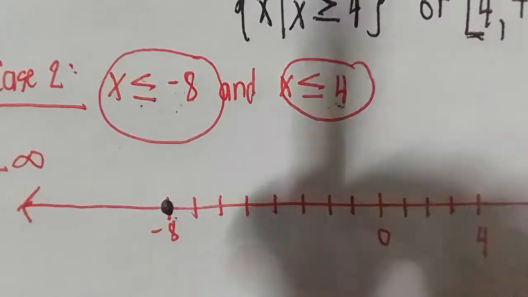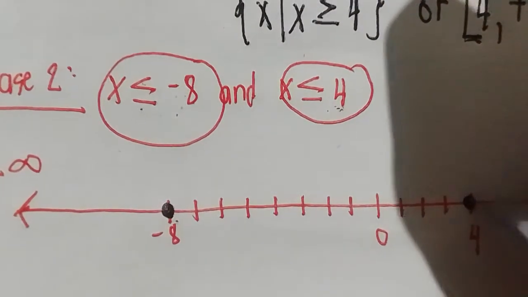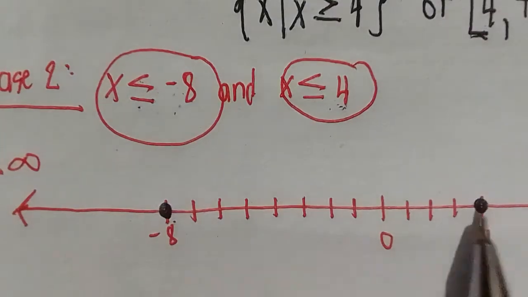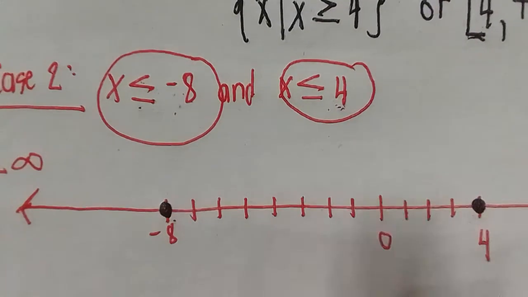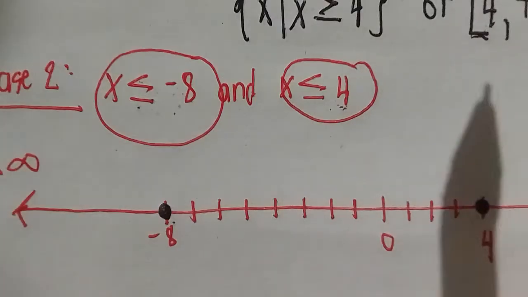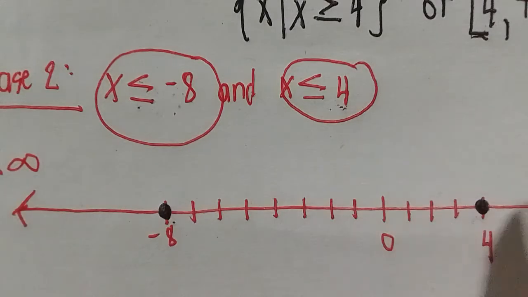So, na may equal to gihapon. So, we will use the solid. Shaded dapat ang center of your circle. Now, ato nang isa-isahon asa padong ang ilahang mga possible set of values.